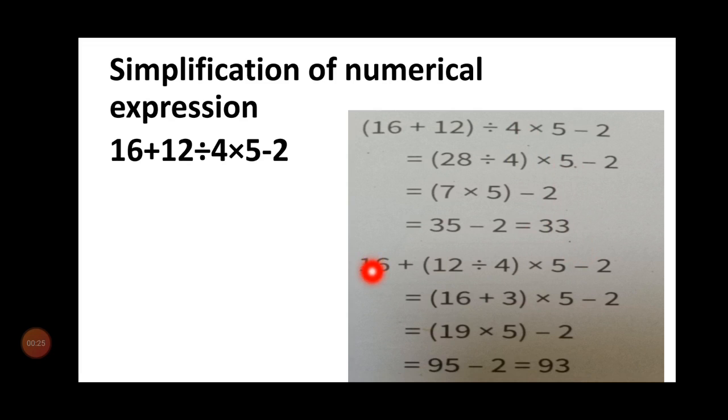The same thing, we are changing the bracket to the next two numbers, 12 divided by 4. So first, 16 you write as it is. That 12 divided by 4, write 3. Then add the values. Then multiply the values. Then subtract the values. Finally you are getting 93.